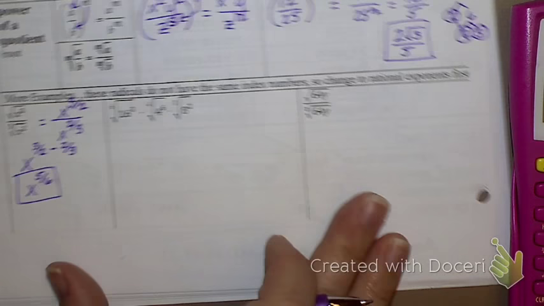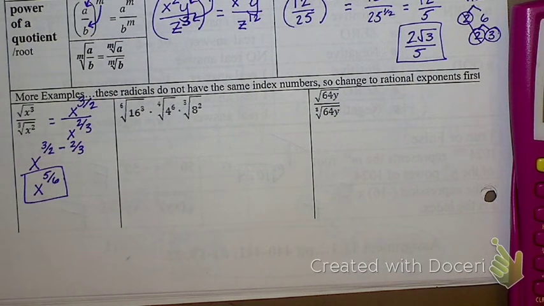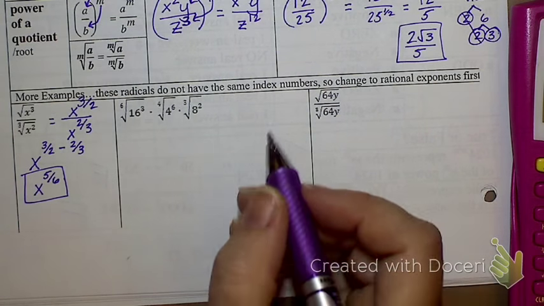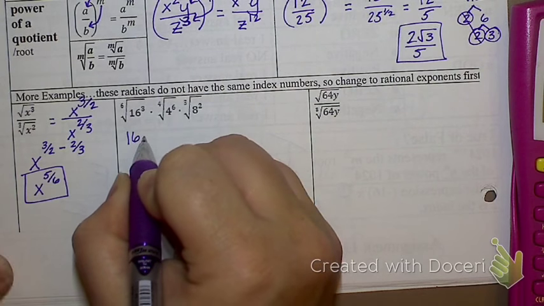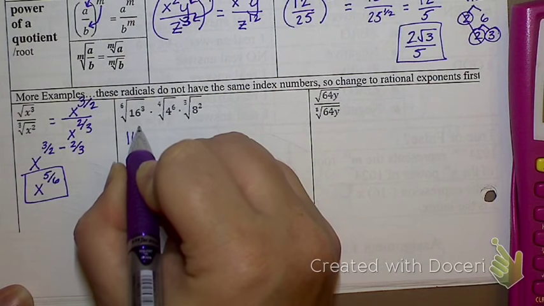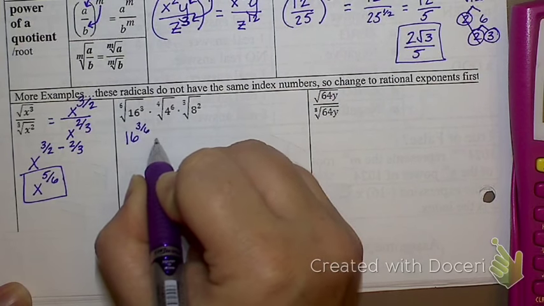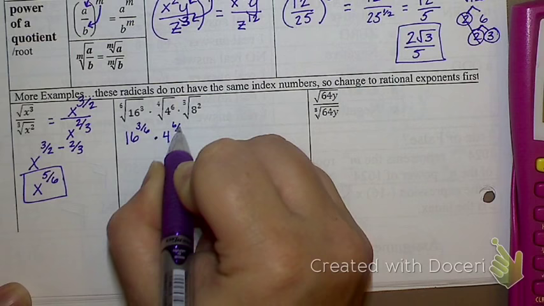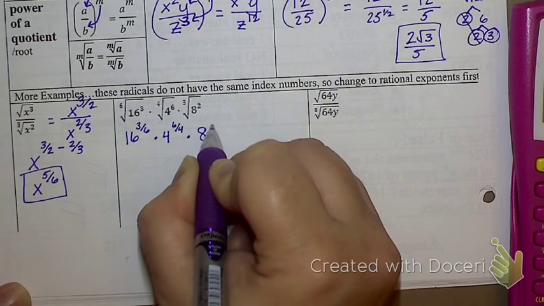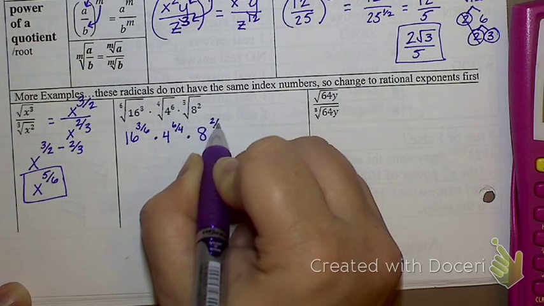Again, I have a bunch of different indexes. What are my indexes or my indices? 6, 4, and 3. Well, I can't really do a whole lot with radicals when they don't have matching indexes. That doesn't help me at all. So let's see if going to exponential form helps anything at all. This would be 16 to the what? 3 over 6. This would be 4 to the what? 6 over 4. And this would be 8 to the 2 over 3.